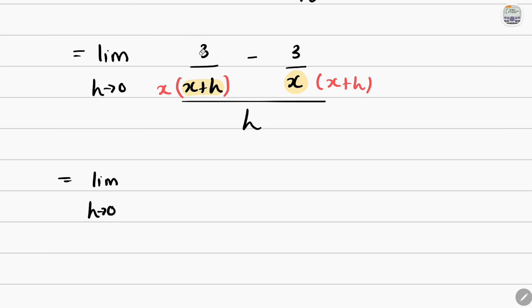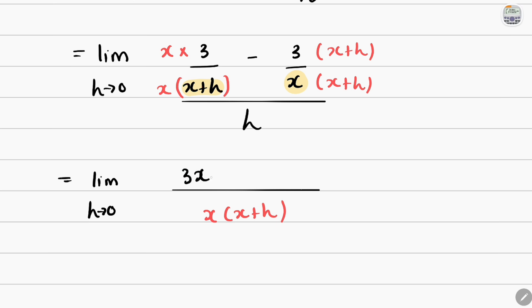So we're also going to multiply this numerator by x and this numerator by x plus h. And so that's why our common denominator is x times x plus h. And then our numerator is simply going to be 3x because they multiply. And on top here, we'll have minus 3 multiplied by x plus h.